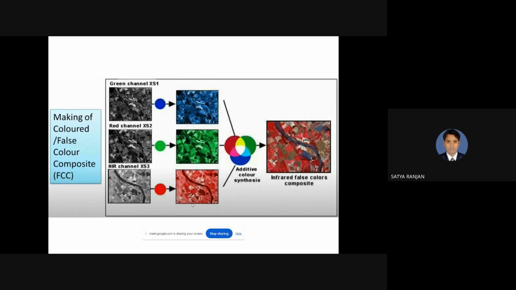Another thing is the false color image. How are these false color images created? Nowadays we use false color images most of the time.